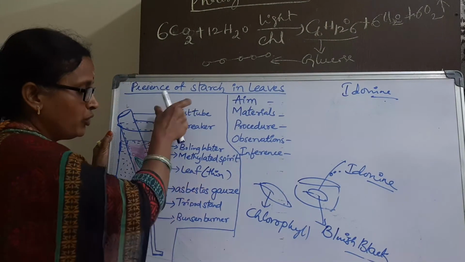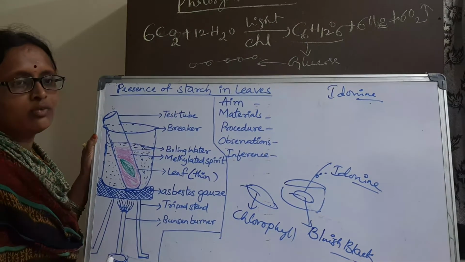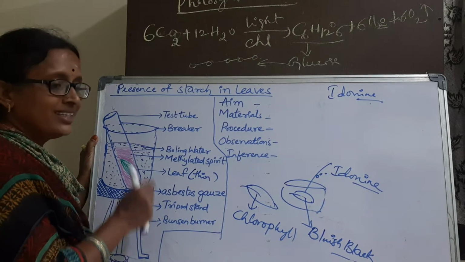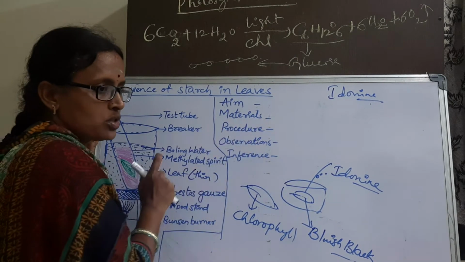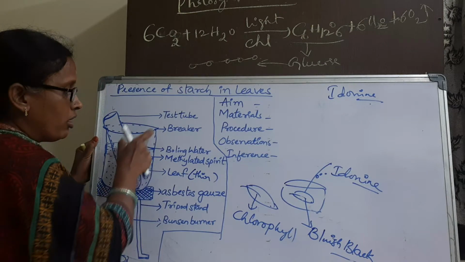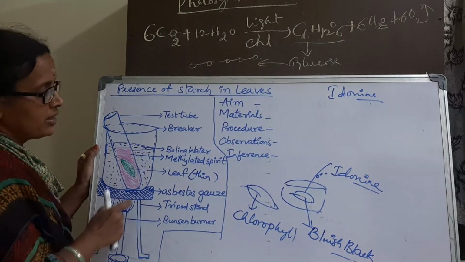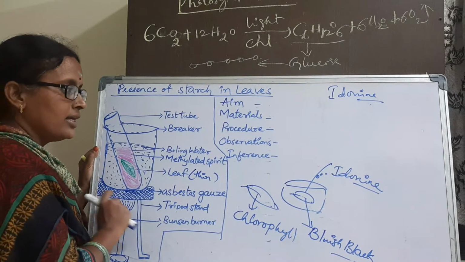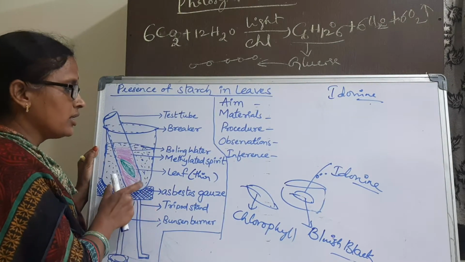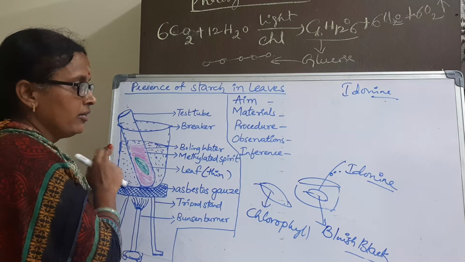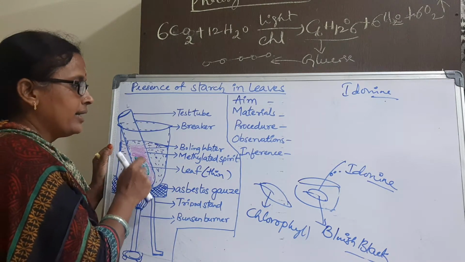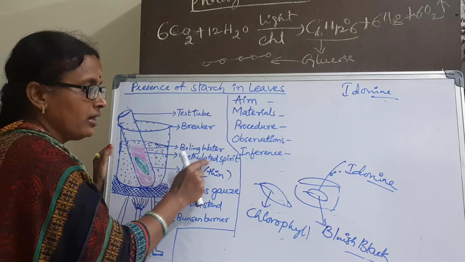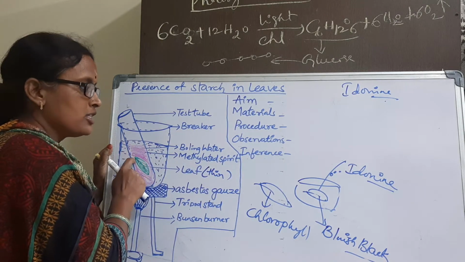Once again, if you remember the arrangement of apparatus, then it is very easy to write down the procedure. Just simply we say: arrange the apparatus as shown in the figure, take a tripod stand, arrange the asbestos gauze. After that, put a beaker containing boiling water, and in that place a test tube. In the test tube we are taking the methylated spirit.